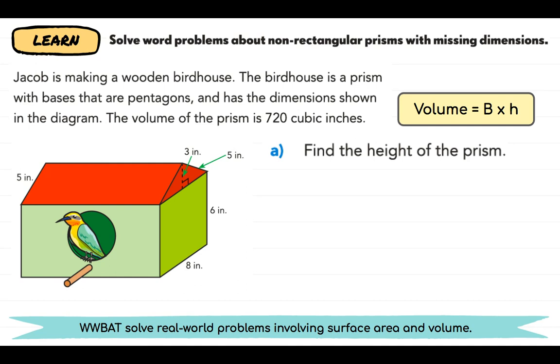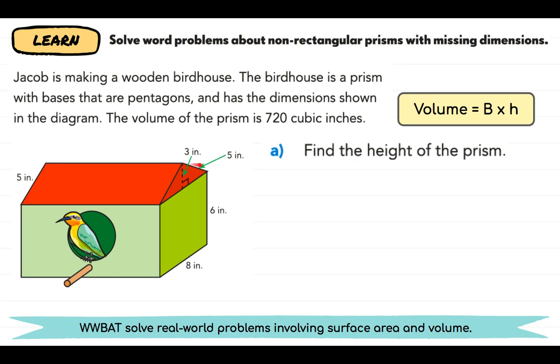So Jacob is making a wooden birdhouse. The birdhouse is a prism with bases that are pentagons and has the dimensions shown in the diagram. The volume of the prism is 720 cubic inches. Let's look at our birdhouse first.